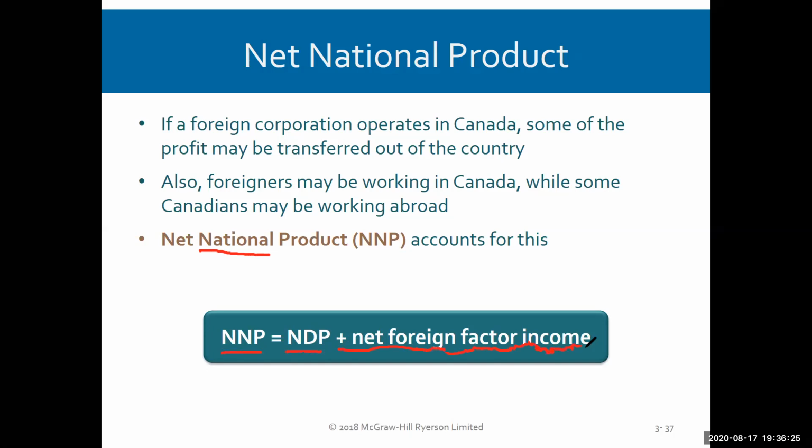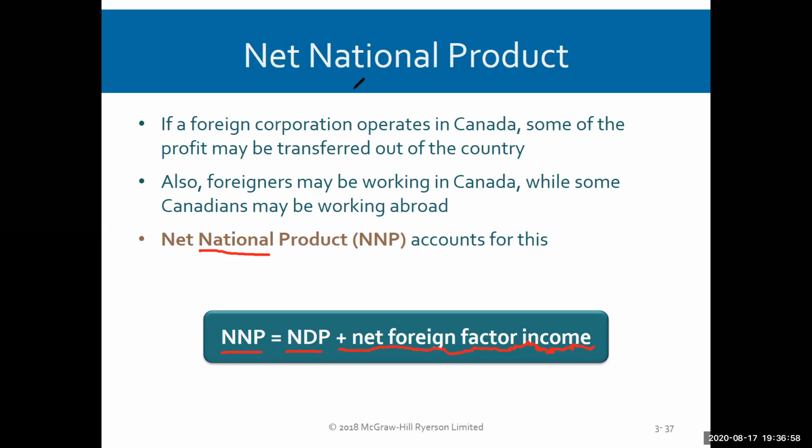That net foreign factor income is referring to the level of income that Canadians and Canadian companies make outside the country and the level of income that foreigners and foreign companies make inside the country. So we make that adjustment just to account for the Canadians and the Canadian companies. So we can go from gross domestic product to net domestic product to net national product, and keep separate those three different definitions and you'll be in good shape.